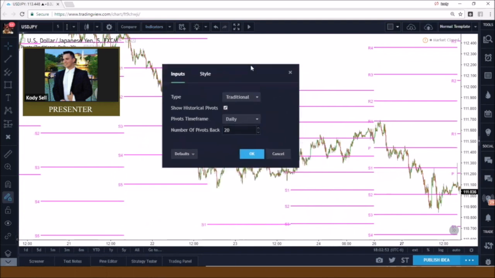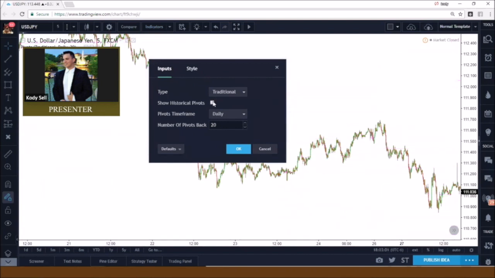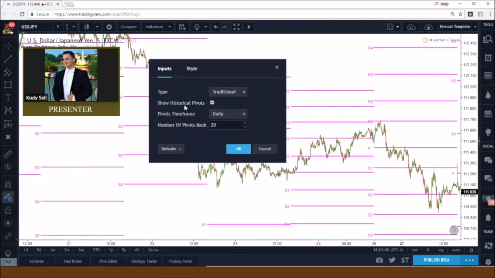Here you're going to get to change a few different things about the pivots. You can choose to show historical pivots or not. If you only want to show the pivot points for the current day, you can click this box and it will unshow all of the historical pivot points, which I have on my screen right now. You can also choose how many days back you want the pivots to show. So if you want to look at the previous week, you can just change this to 7.